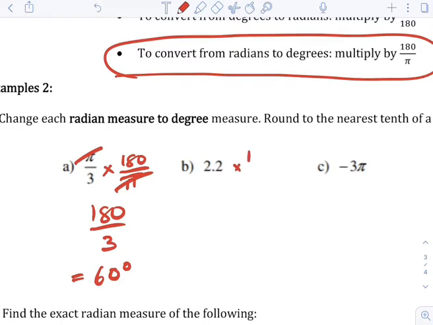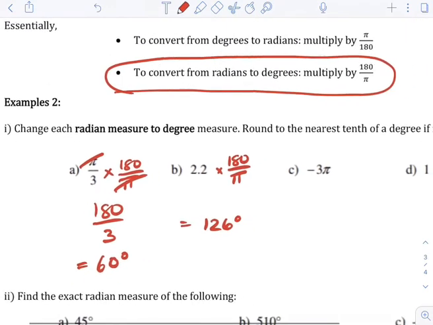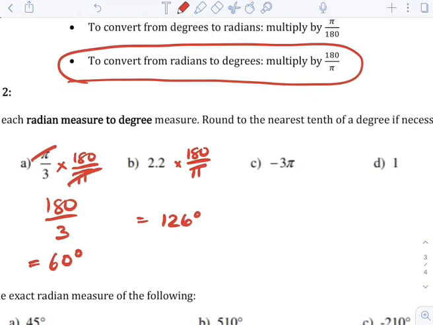Continue with the next one. I know I'm going to be multiplying by 180 over pi. So in this case, we're going to have to put it into our calculator: 2.2 times 180, and then divide it by pi, which is 3.14. Divided by pi, and we get 126 degrees. And most of it's just the calculator work.